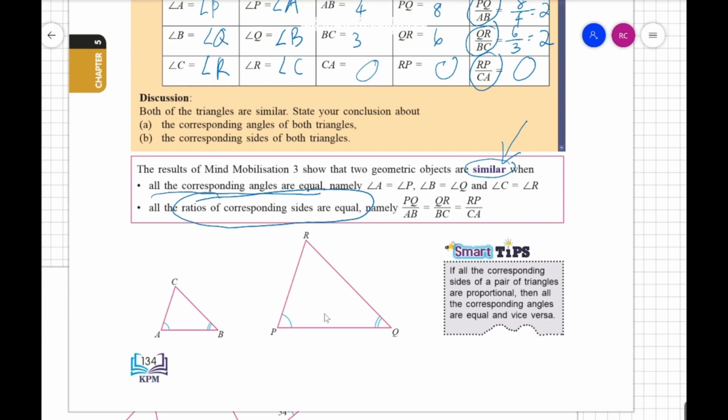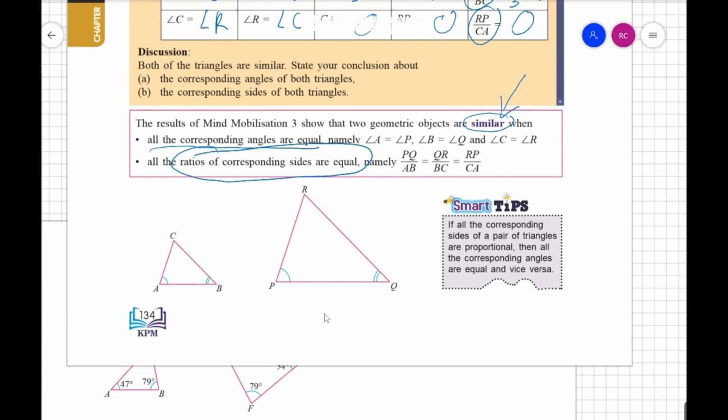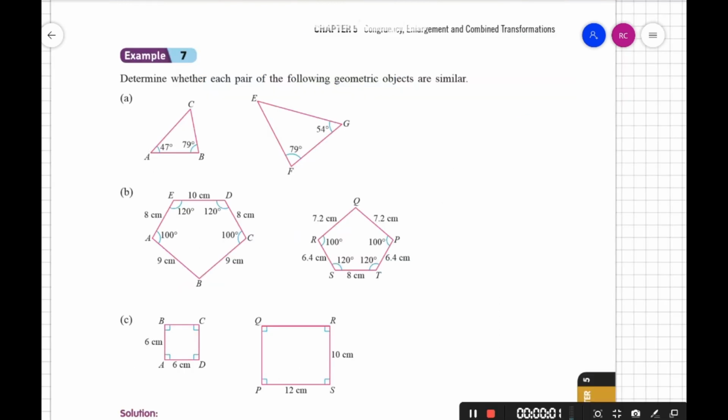Okay, you look at the smart tips. If all the corresponding sides of a pair of triangles are proportional, then all the corresponding angles are equal, and vice versa. For example, if all the corresponding sides are 2 and 1, 2 and 1, 2 and 1, and they are all proportional, it means that all the corresponding angles are equal. Or it can be the other way around: when all the corresponding angles are equal, it means that all the corresponding sides of a pair of triangles are proportional. Okay, are you okay with that? We move on to example 7.